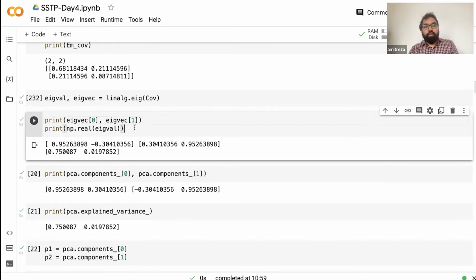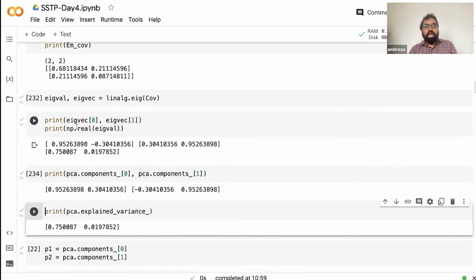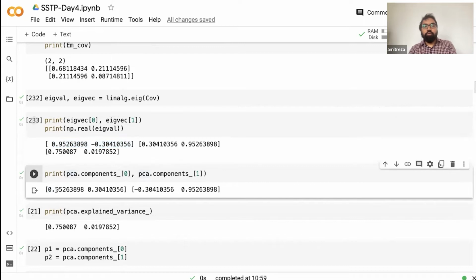So if you see what eigenvalues and eigenvectors I'm getting from the covariance matrix, the first eigenvector is this. And from the PCA, I'm also getting the same, but there is a plus and minus difference. That can be possible because it is just a rotation. Whether you take a vector in this direction or the opposite direction, it is the same thing.